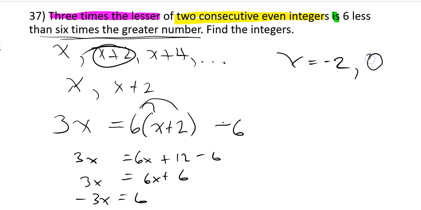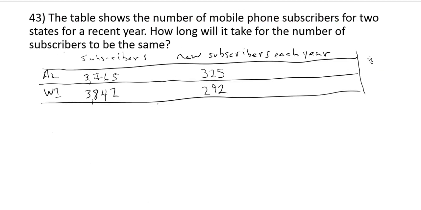Okay, let's look at this next problem. I was unable to take a screenshot of the textbook, so I'm trying to make the table that's on number 43. It's pretty ugly, but bear with me, please. What it says is, the table shows the number of mobile phone subscribers for 2 states for a recent year. How long will it take for the number of subscribers to be the same?